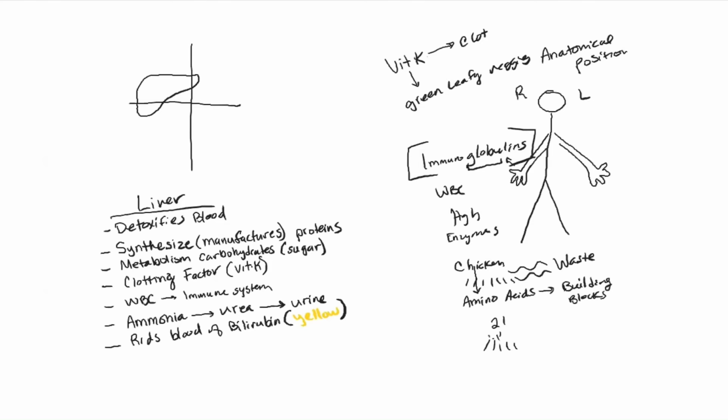Jaundice, that's why people get jaundice when they have liver failure, because their body cannot get rid of bilirubin. And let me elaborate on that. Bilirubin is RBC waste.